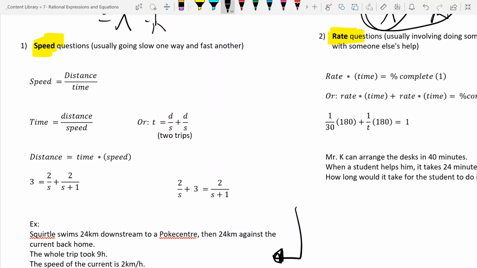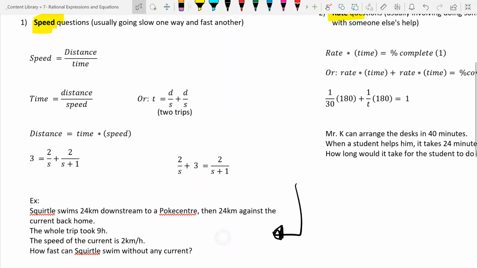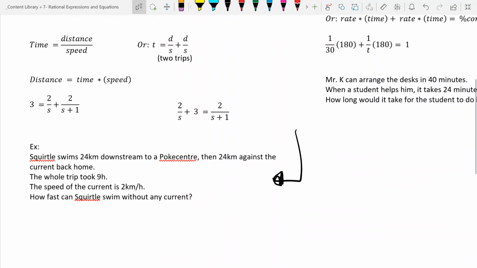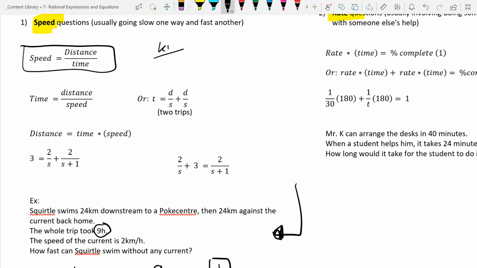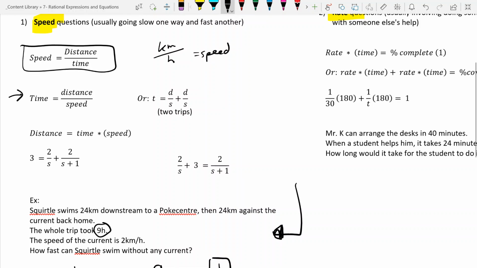So the first one, like this was set up, was a total trip. So it was two pieces of the trip added together. So it's going to be something plus something equals something. The way we're going to think of this, I know that the whole trip took 9 hours. 9, that's time, right? So I'm going to use this formula, speed equals distance over time, because kilometers per hour is speed, right? So that's your basic formula. I want to make it so it equals time though, because I was given the 9 hours as time. So I'm going to use this formula instead.